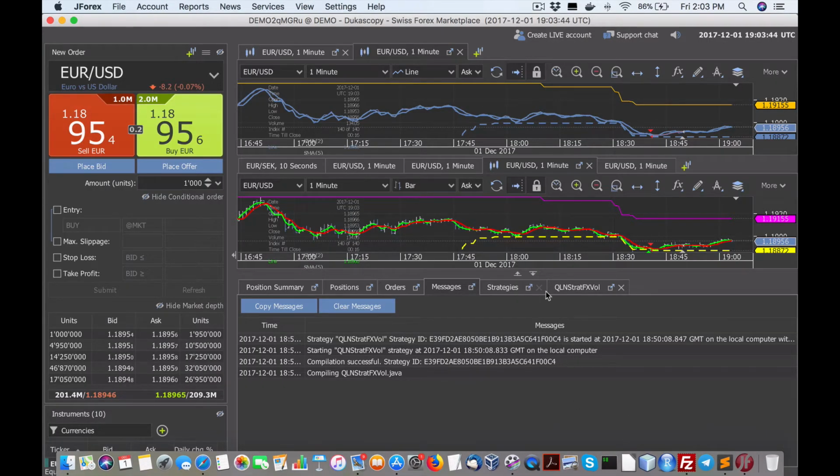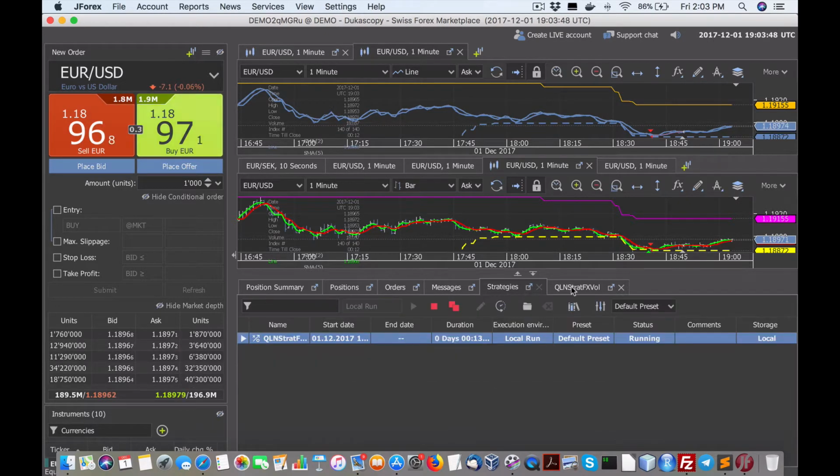So here we are testing yet again, for the last week or so, this one strategy we are testing out. This one in JForex from Dukascopy for forex trading.